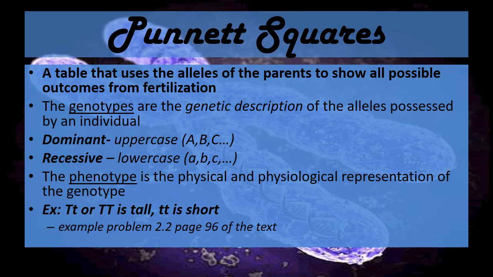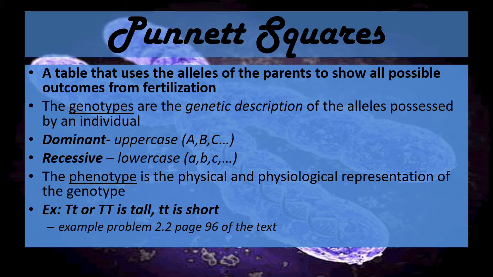And he used a table that he could determine the alleles of the parents to show possible outcomes for this fertilization. You can't say 100% that, yes, this plant will be this one. Well, it's like flipping a coin. You have a 50-50 chance. Well, with these Punnett squares, it's a 1 in 4, 25% chance.